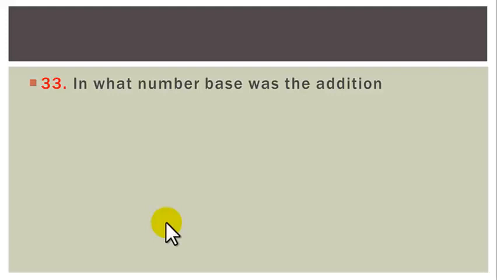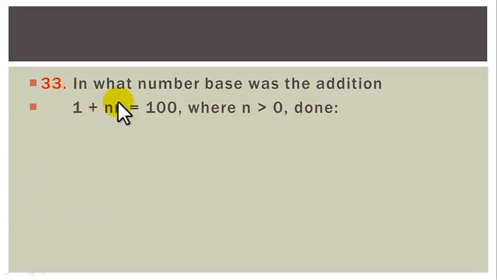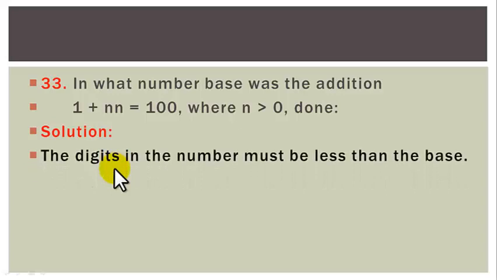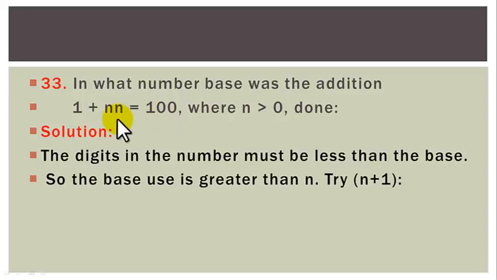Question number 33. In what number base was the addition 1 plus nn equals 100, where n is greater than 0, done? Solution. We know that the digit in the number must be less than the base used. In this addition, the digits are 1 and 0. So the base used must be greater than n.